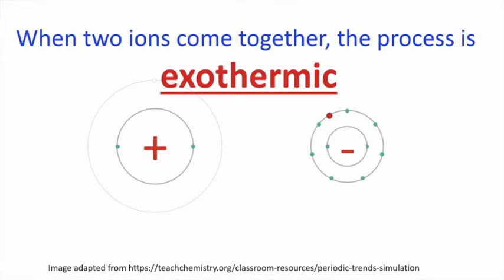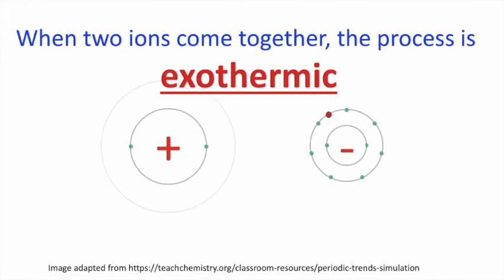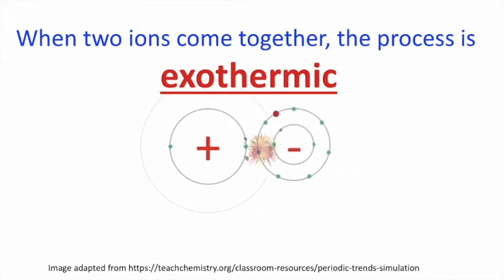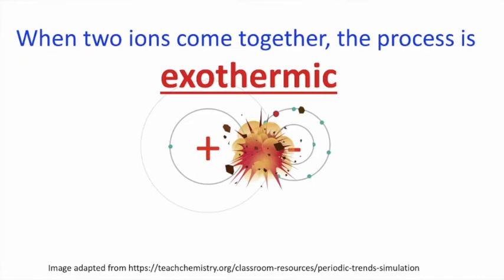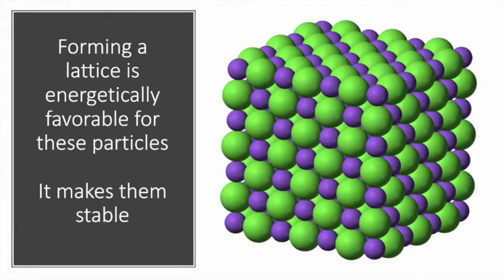When two oppositely charged particles come together, energy is released as they come together. The ions want to come together, and this reaction is exothermic. Often, it's really exothermic. When you have oppositely charged ions, being in a lattice is energetically favorable for them. It makes them stable. So, ionic bonding is all about energy.